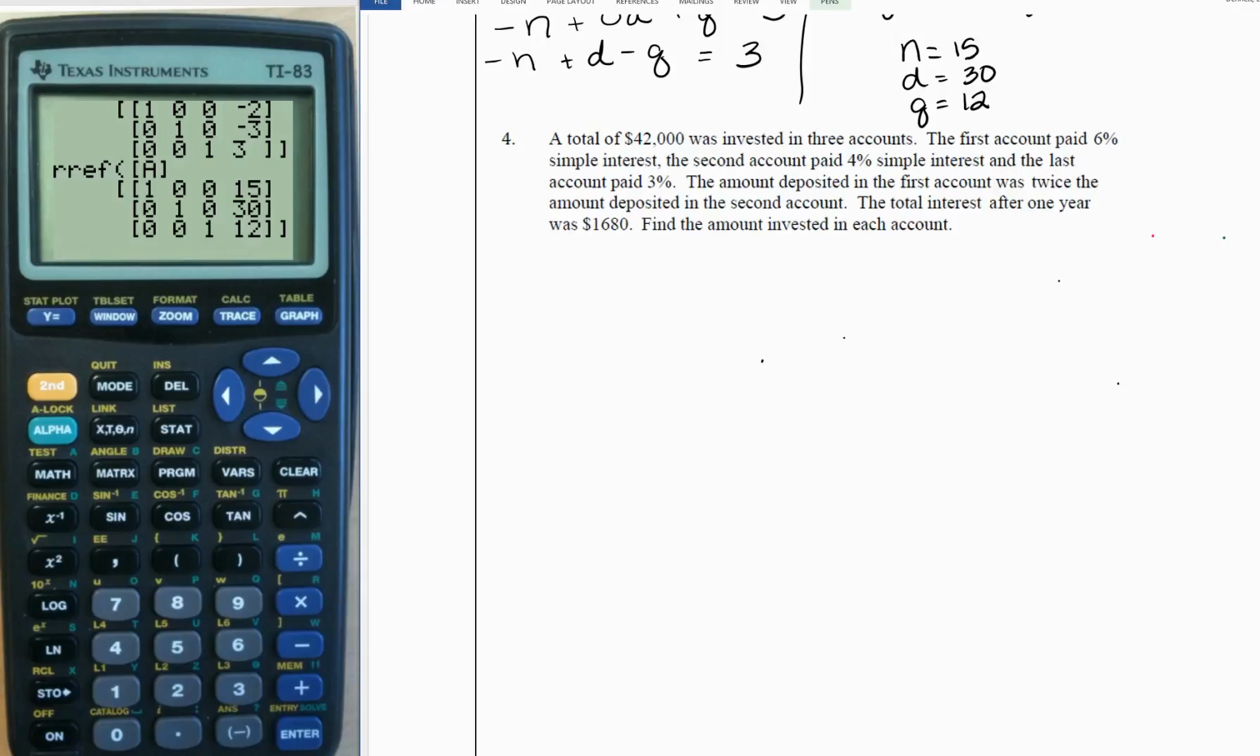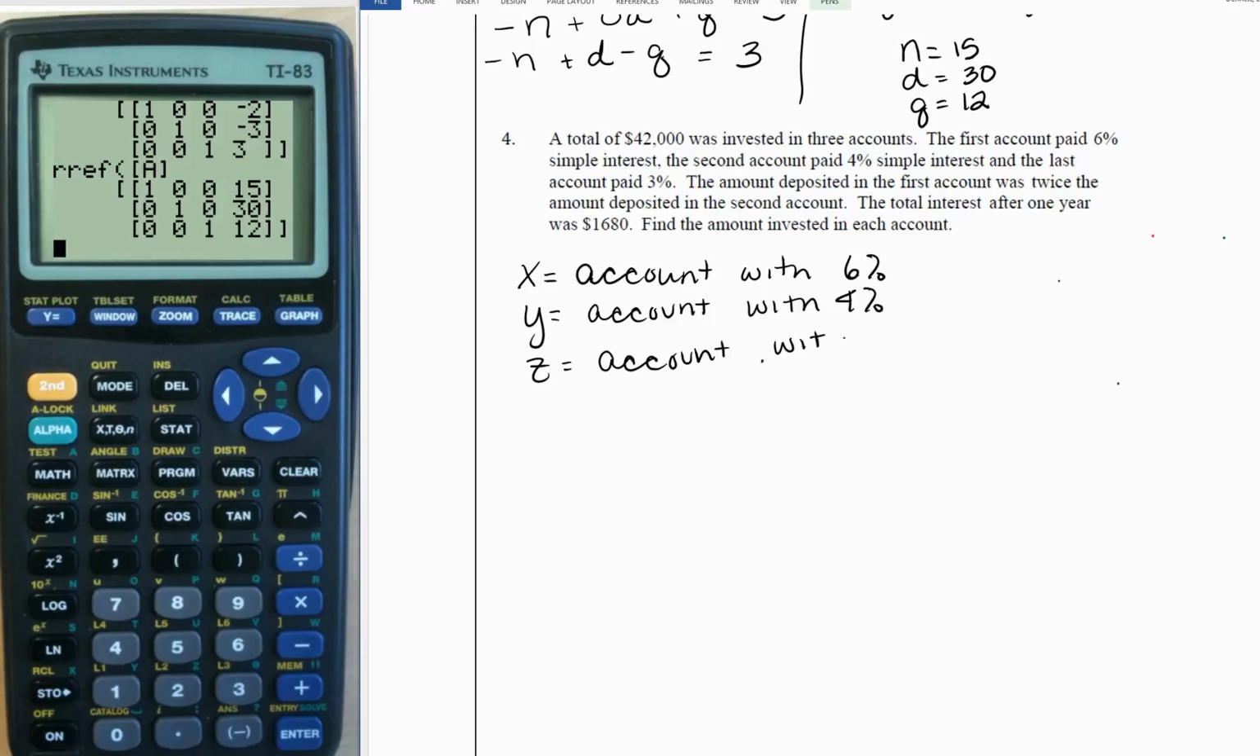Now, since there's no good letters really to do this, I'm going to let X be the first account, the account with 6% interest. Y will be the account with 4% interest, and we'll let Z be the amount in the account with 3%. Okay, so let's go through each part. It says a total of $42,000 was invested in 3 accounts. So our total is $42,000. So we're going to let X plus Y plus Z be $42,000.